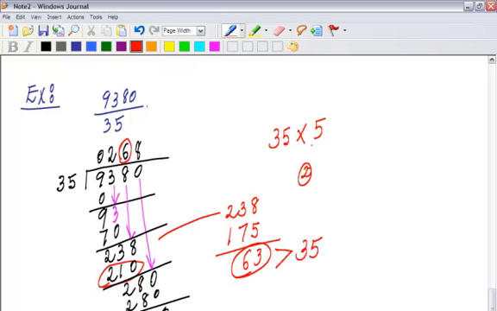So the reason I picked 6 is because when I multiply 35 and 6, I get 210, and when I subtract 210 from 238, I get a number smaller than 35. Right here, when I got the difference 28, I want that number to be smaller than the divisor, and I don't want that to be bigger than the divisor.